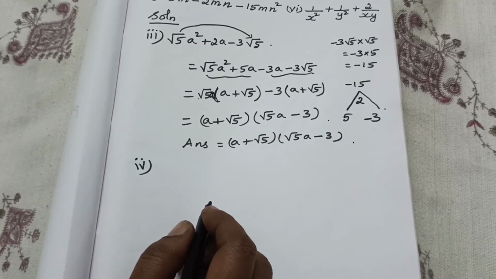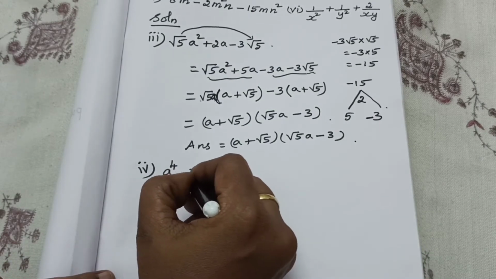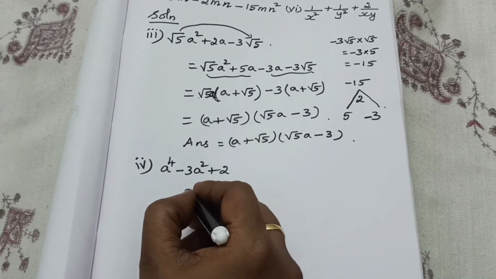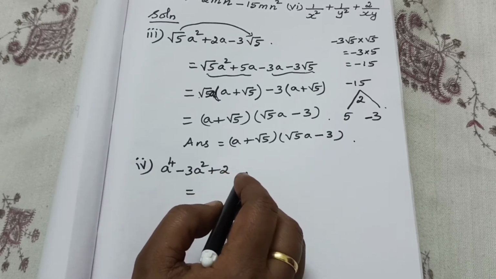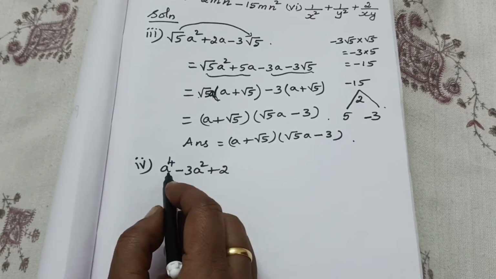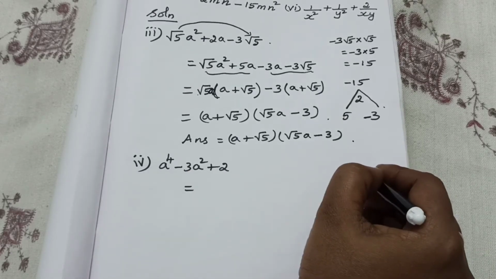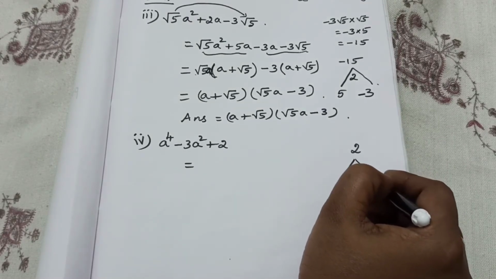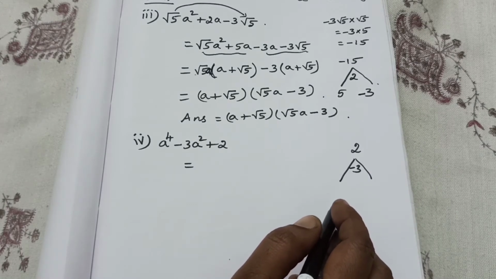Okay, done? And the fourth subdivision is a power 4 minus 3a square plus 2. Here a power 4 is given, isn't it? So how many factors will we get? 4 factors we will get. Then this one also a power 4, what's the coefficient? Then 1, isn't it? This 1 and 2 multiply, we will get 2. Product is 2, sum is minus 3. What are the numbers we have to find?